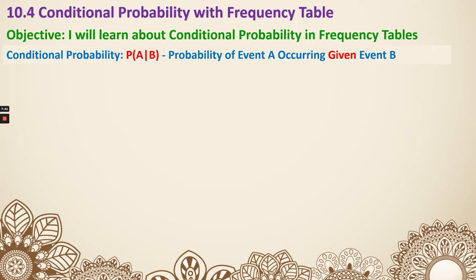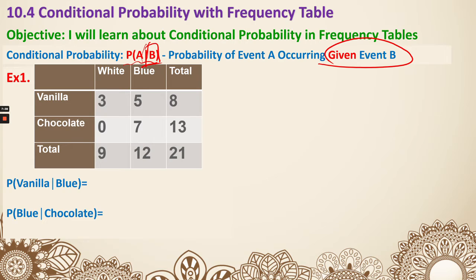Now let's officially define conditional probability. We're going to use this vertical bar to represent it. That is being read as probability of event A given event B. So event B, the given part, that is our condition. So example 1, that number should actually be a 6. That's a typo. Vanilla and blue. So first, that is read as the probability of vanilla given blue. That is our condition, which is what we're going to look for first.